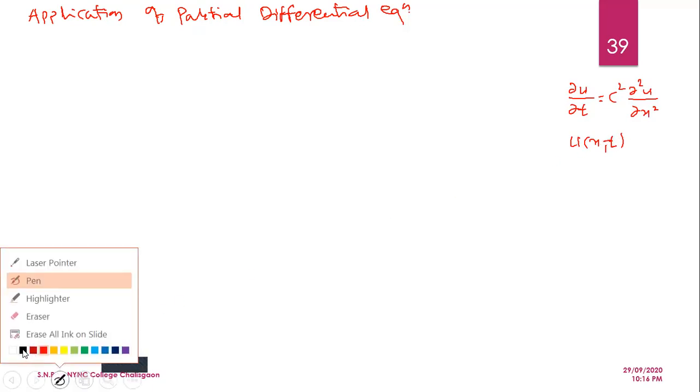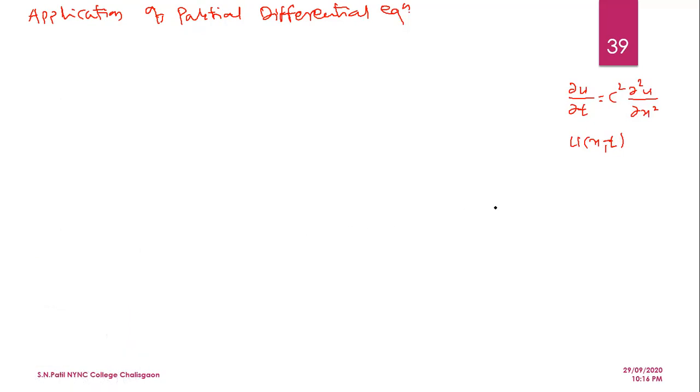So the standard one-dimensional heat equation is ∂u/∂t = c² ∂²u/∂x², where u is a function of x and t. Okay, first of all we define the formula for u, where u is a two variable function.